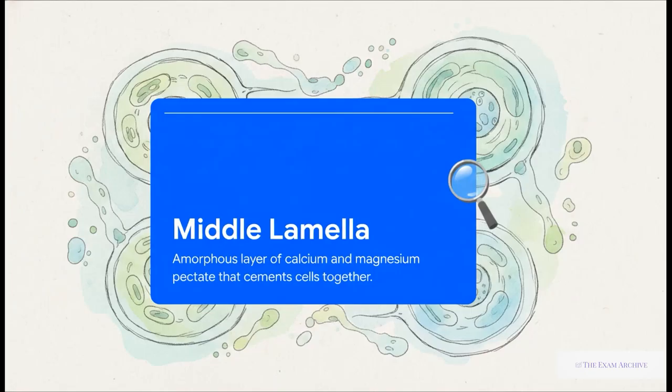Let's look a little closer at that first layer. The middle lamella is basically the biological mortar that glues the cellular city together. It's the outermost, thin, amorphous layer that gets deposited right when the cell divides, a process known as cytokinesis.